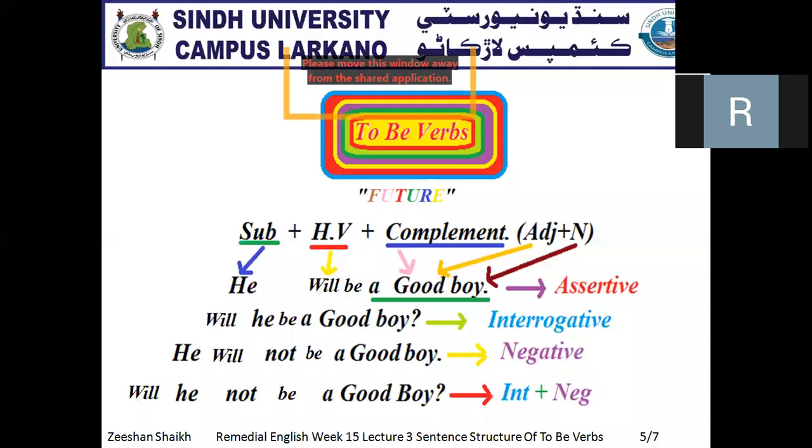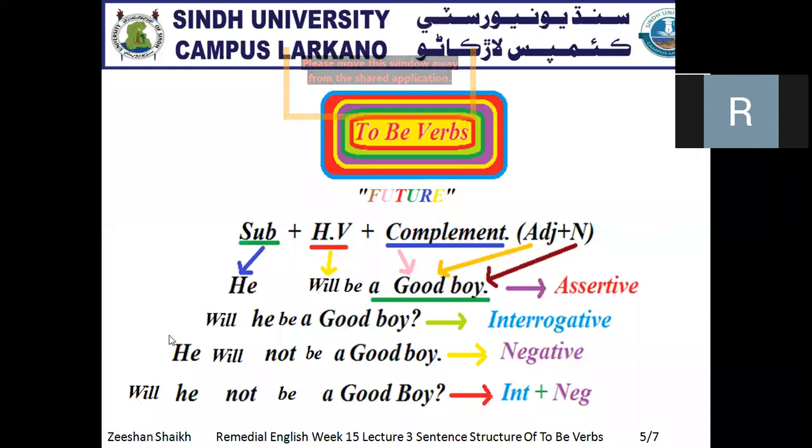We cannot use "will be he a good boy." No, no, this becomes a wrong sentence. Clear? In a correct way, we have to give the will first, then he, then be, then a good boy. Clear? Will he be a good boy? So this becomes the interrogative sentence.